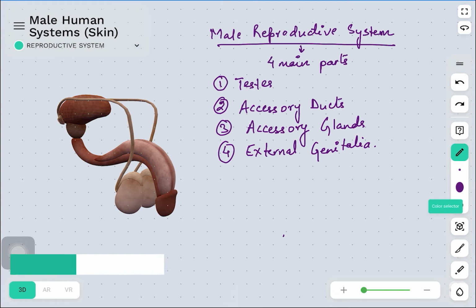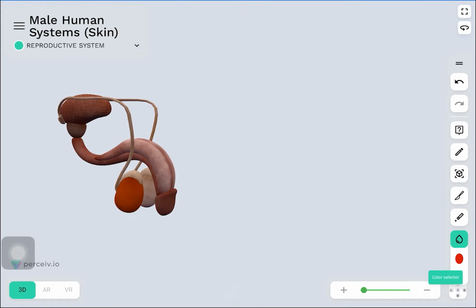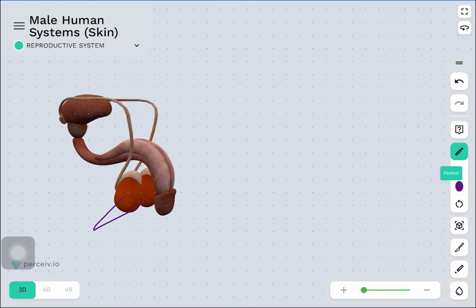We will talk about the testis first. So let's move on with the testis part. In the figure, we can see that these two are representing the testis, and I already told you that they are present in pairs. Now we will note down some key points of the testis as well.